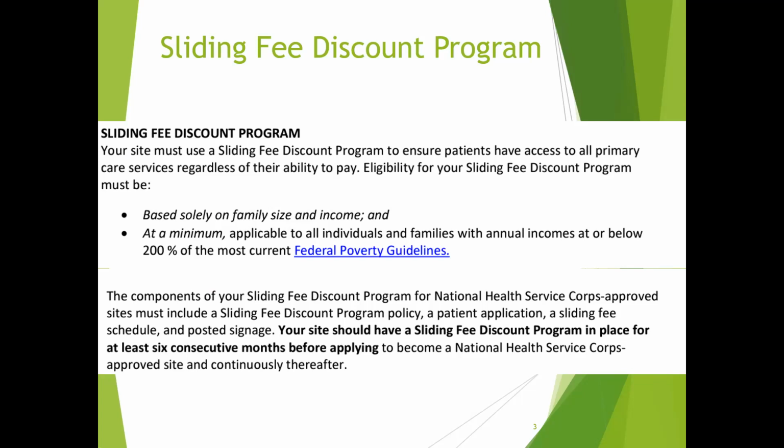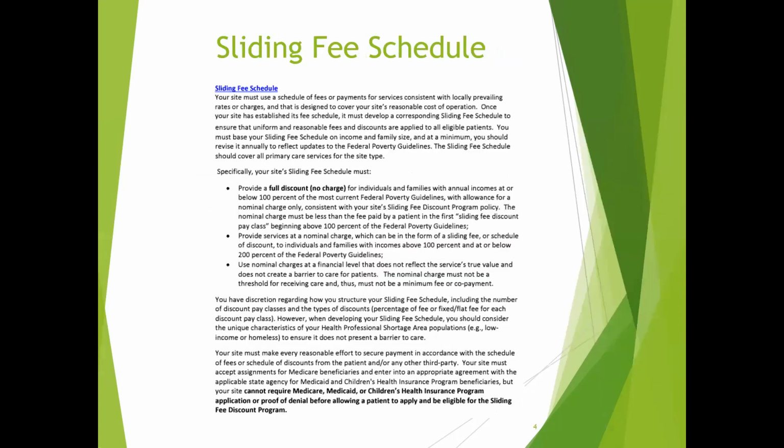Your site should have a sliding fee discount program in place for at least 6 consecutive months before applying to become an NHSC site. So this means that you have to have data before the NHSC site application opens. Usually the site application opens in early June, so really you need to have that from December of the previous year till the end of May. So it'd be all of December, all of January, all of February, all of March, all of April, and all of May. That would be the 6 months before the application cycle opens.